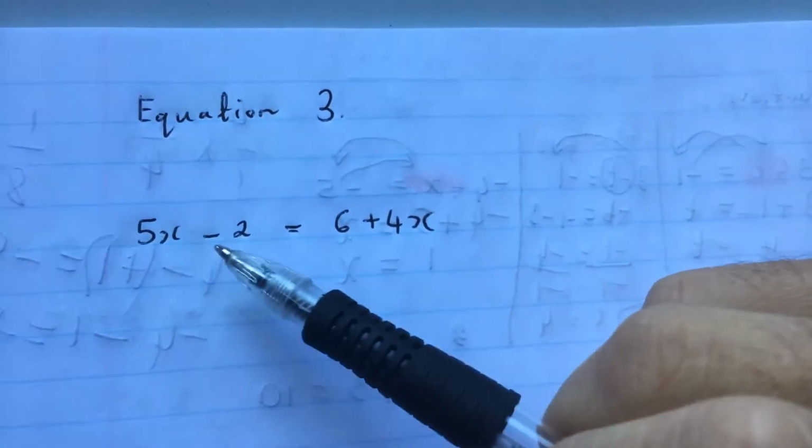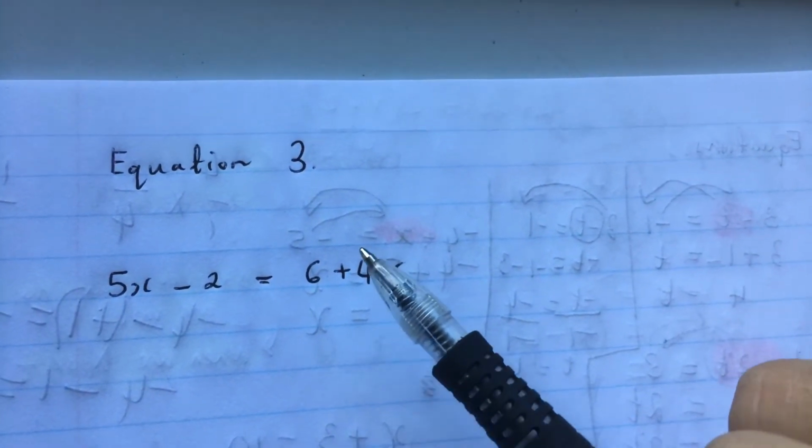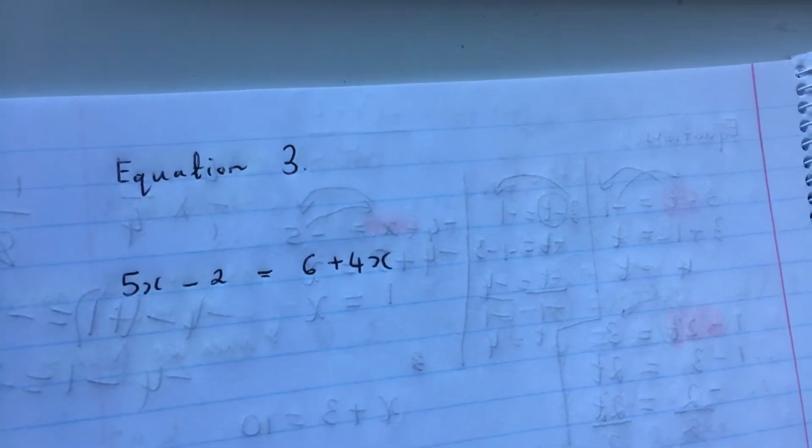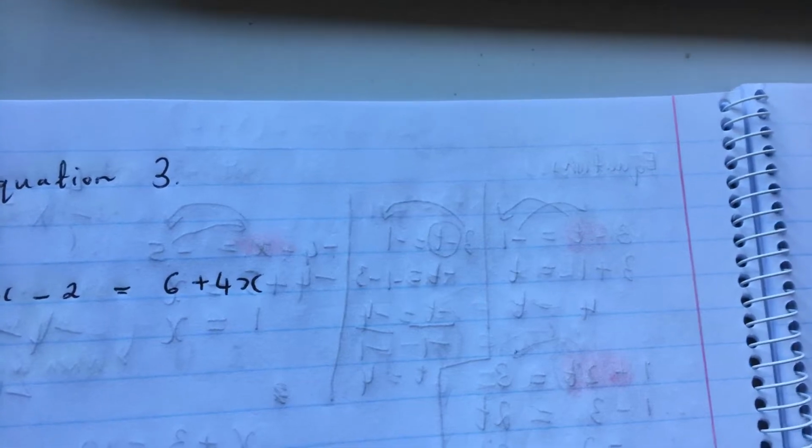All right, so now let's look at this equation. I've got 5x minus 2 is equal to 6 plus 4x. Okay, so now there's a problem here. So now we have to look here. We've got a set of variables on both sides. I've got an x on both sides of the equation.